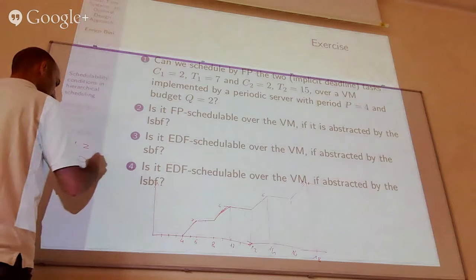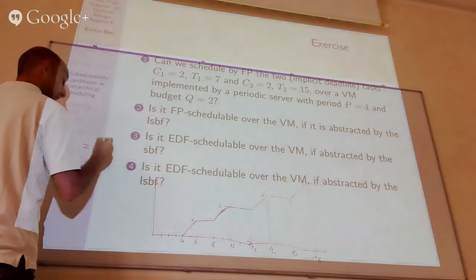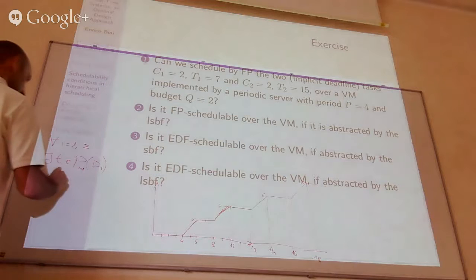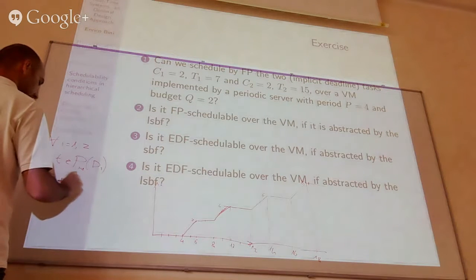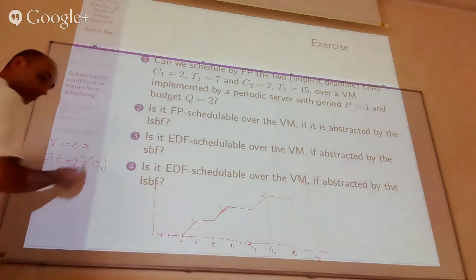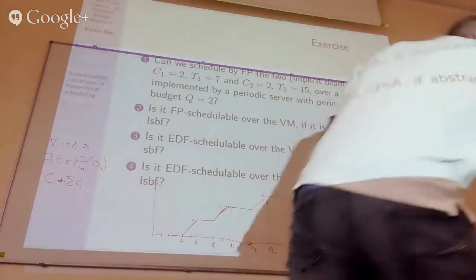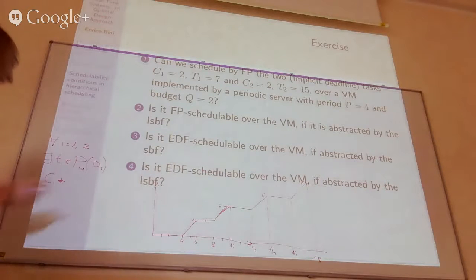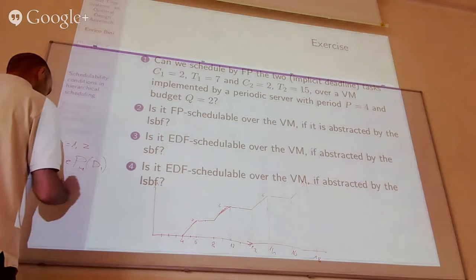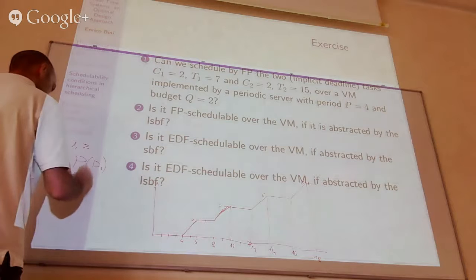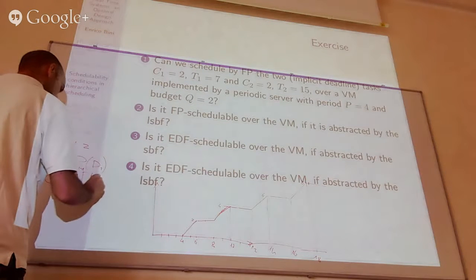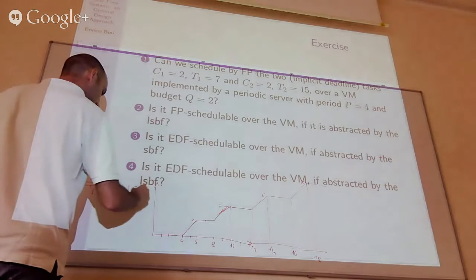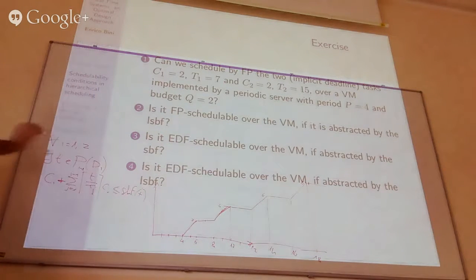defined in the last, well, maybe the first or the second class, such that C_i plus the interference, I mean, whatever it is now. Well, let's write it down. Okay, then now let's write it again. Is less than or equal to SBF of t. Okay, we just check this.